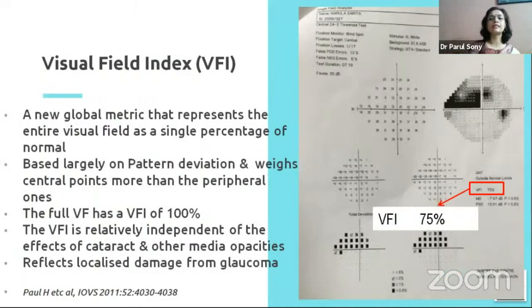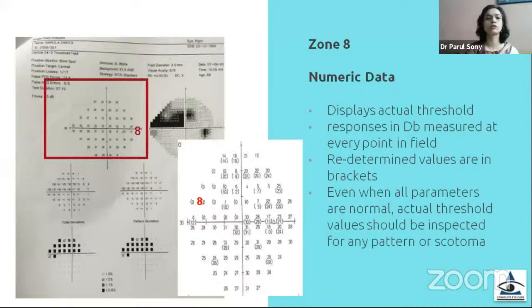Now, visual field index is something which is again very important. This is a numerical value which is mentioned in terms of percentage. So if a patient has an absolutely normal visual field, he has a VFI of 100%. The moment the visual field defects start to appear and the scotomas appear, there is a decrease in the VFI. So if, for example, this patient has a 75% VFI, that means almost 25% of loss has already occurred. And this is a very important number, which you can easily explain to the patient, that this is how the visual field looks like.